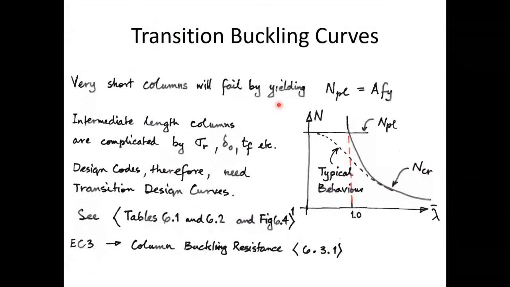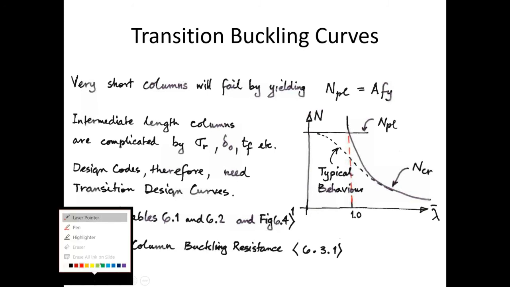Okay. So very short columns will fail by yielding. We have a diagram here, which is the load against the normalized slenderness. For now, the bigger the value on the x-axis, the more slender the member is. The smaller the number is, the less slender it is, in other words, the more stocky the member is. And here's the axial load that we're applying to the member.